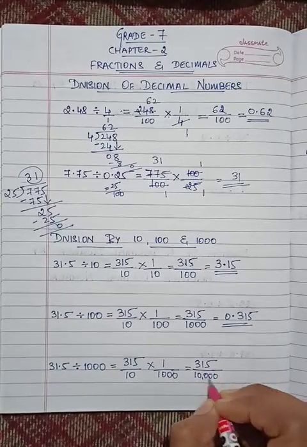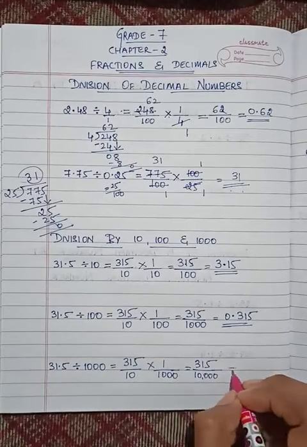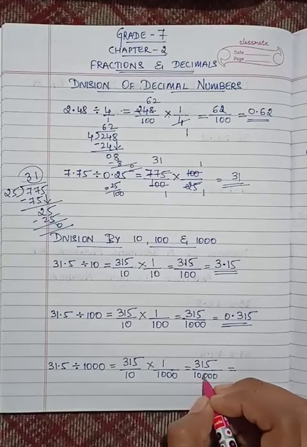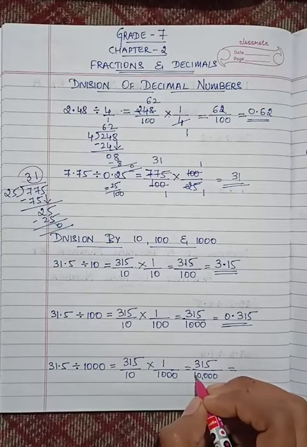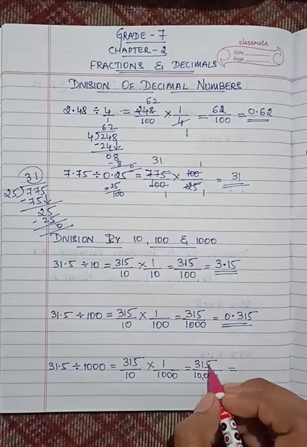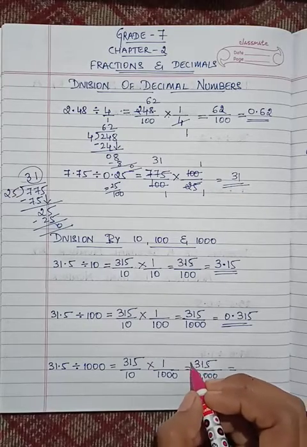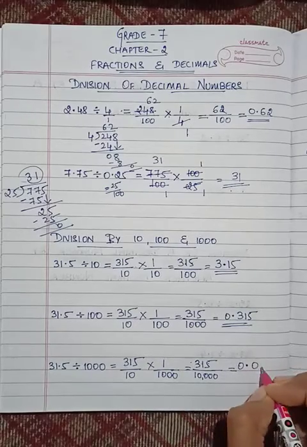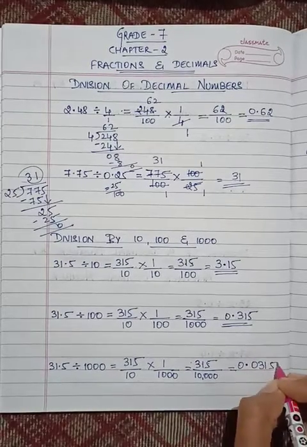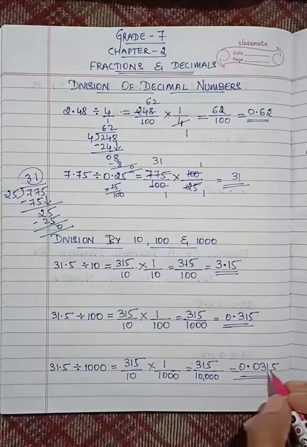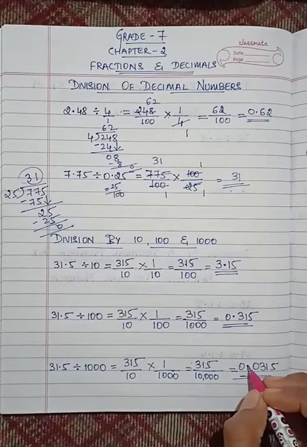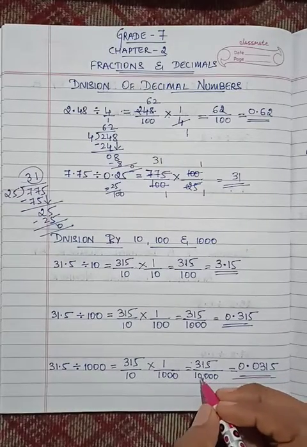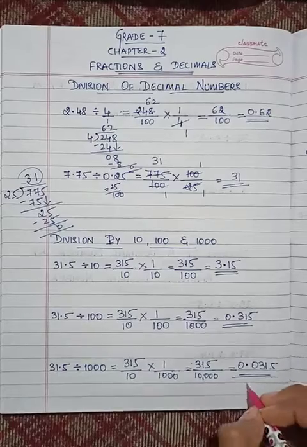So I need to match these places with the numerator. So it is 1, 2, 3, 4 and 5 digits including the decimal point. So it is 1, 2, 3, 4 and 5, which means 0.0315. So let us compare 1, 2, 3, 4, 5 digits. 1, 2, 3, 4 and 5. So my answer is correct.